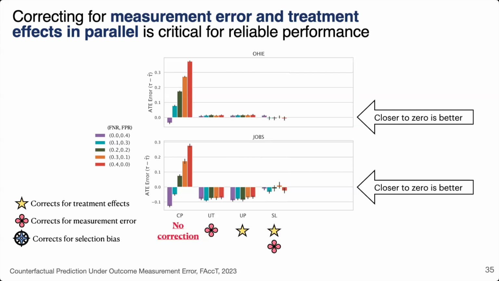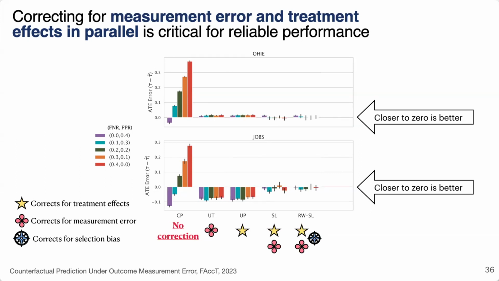However, if we add the treatment effect and measurement error correction, the model performs much more reliably. We see across measurement settings that we're getting estimates of the treatment effect that are less biased and have less error overall. And when we add the correction for selection bias, we don't observe a large improvement. We see overall that the performance is about the same.